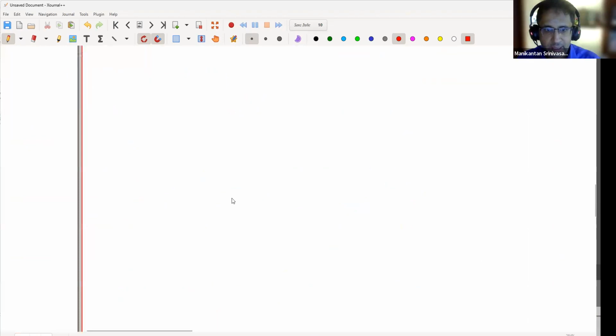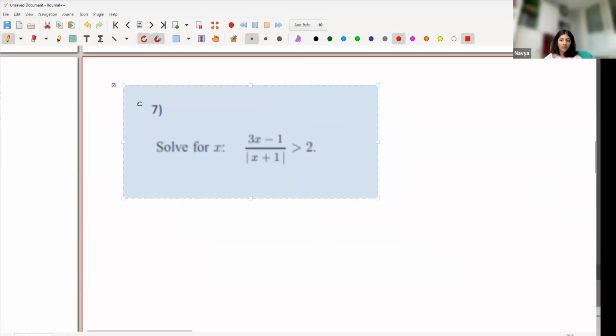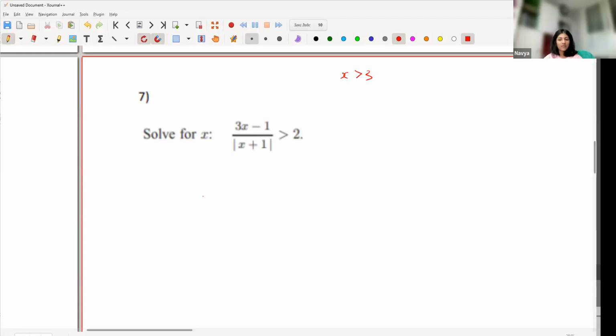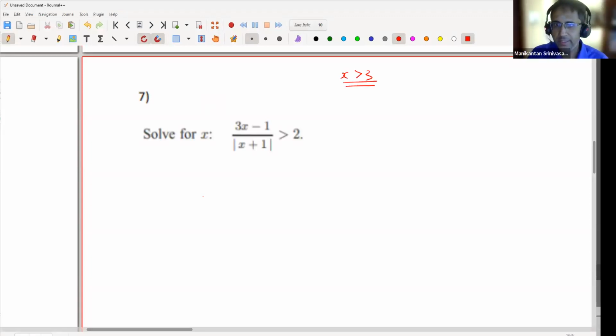On. 7. Okay, yeah, 7 is an absolute value question, right? So now, maybe this might help clarify some doubts you had. You got this one? Okay, cool. What is your answer, Navya? I got x is greater than 3. X is greater than 3. Okay, fine. Let's verify. We get the same thing or not.